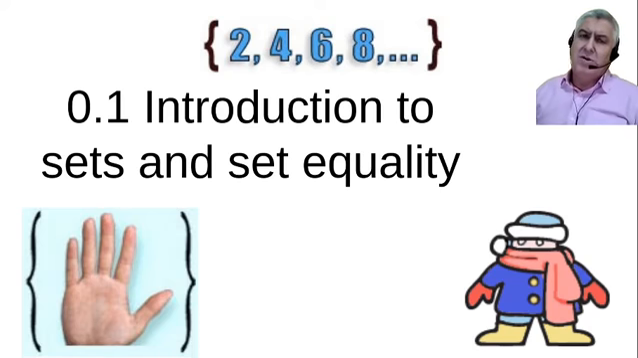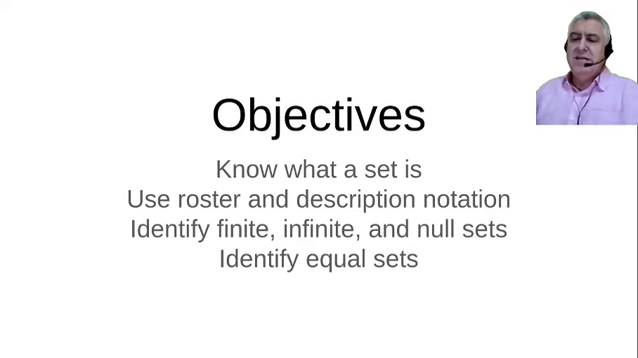We've got a total of 4 lessons. Our objectives are that number one, we're going to know what a set is. By the end of this, we're going to use roster and description notation, so we'll talk about that in a minute. We're going to identify finite, infinite, and null sets, and we're going to identify equal sets. So we got quite a bit to do. Let's go ahead and get started.